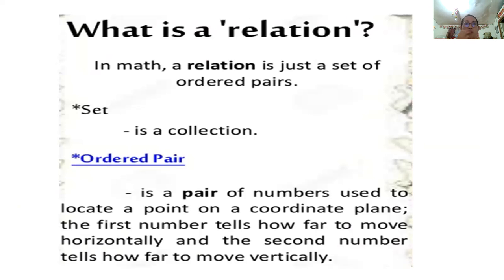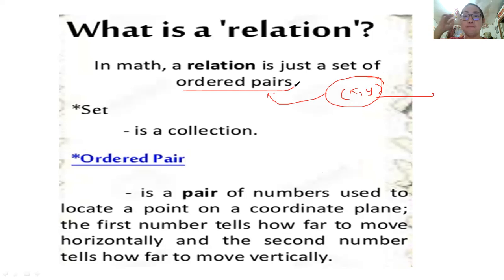However, in this case, we define a relation as a set of ordered pairs. What are ordered pairs? A pair of your x and y. So x and y, this is the ordered pairs we talk about in a relation. Again, in math, a relation is just a set of ordered pairs, namely a pair of your x and your y. Since a set is a collection, we can also say that x and y are also collections of things.